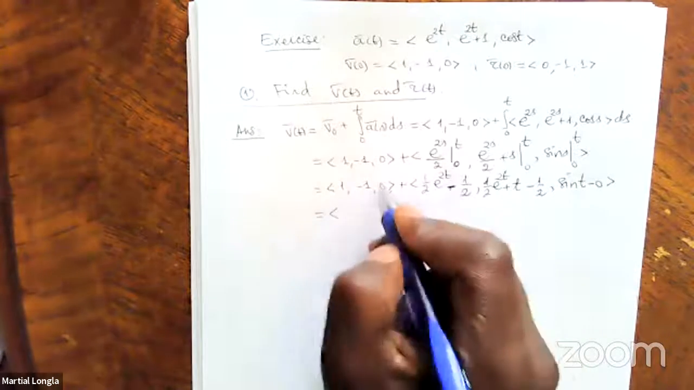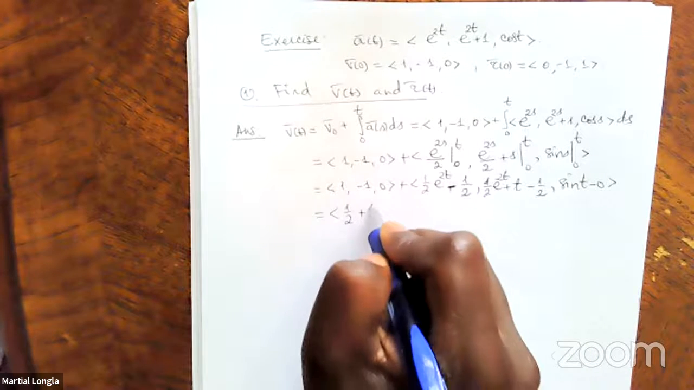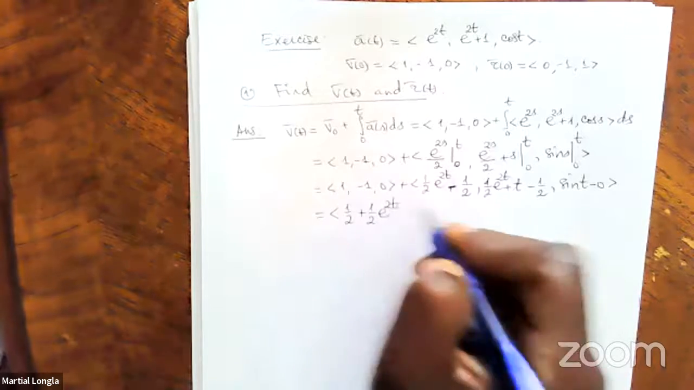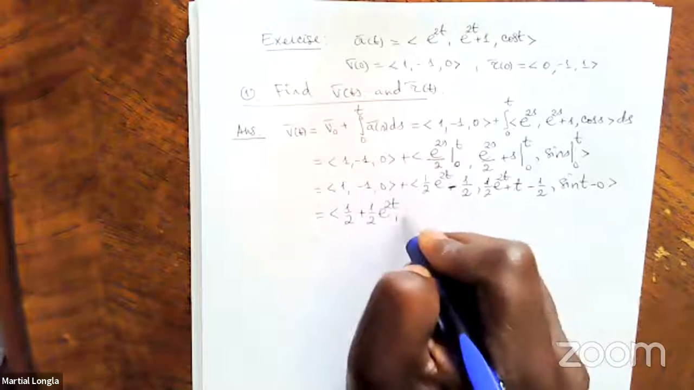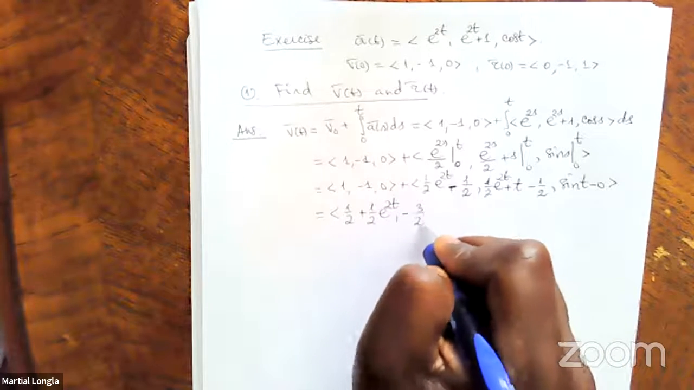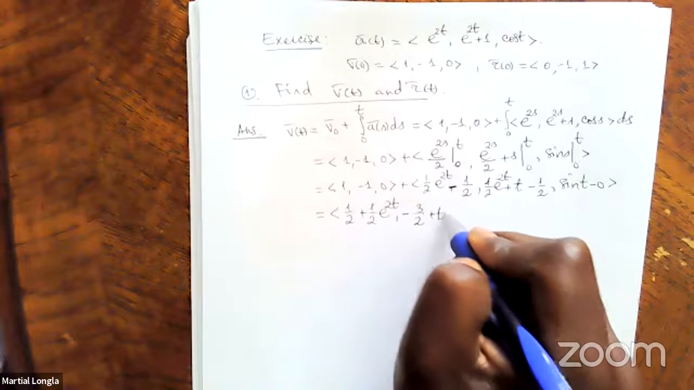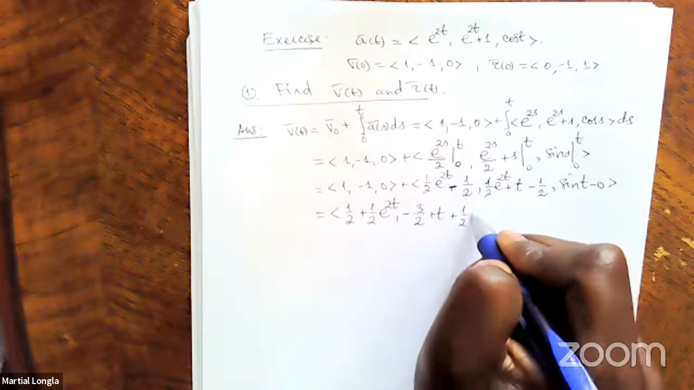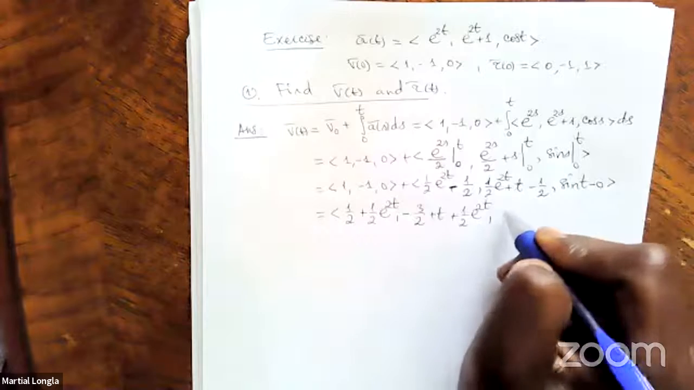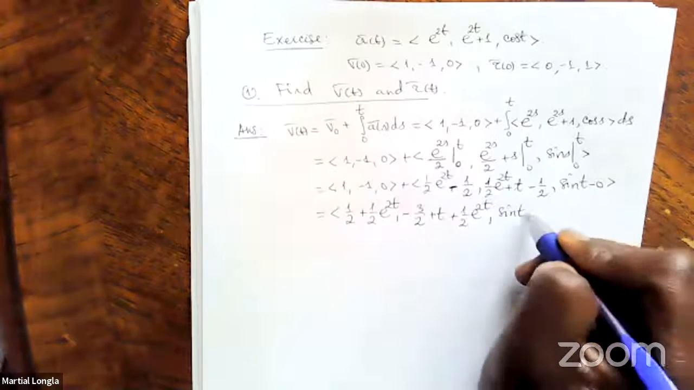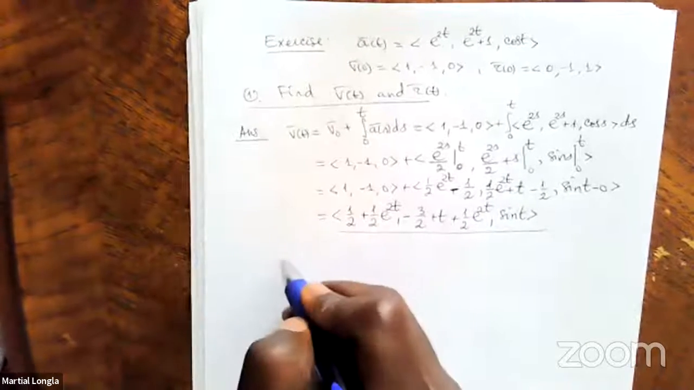So now you can add 1 and minus 1/2, that's 1/2 plus 1/2 e to the 2t. And then minus 1 minus 1/2, that's minus 3/2 plus t plus 1/2 e to the 2t. And then sine t minus 0 plus 0. That's it. That's how you do the work. Now, how do you find r of t?